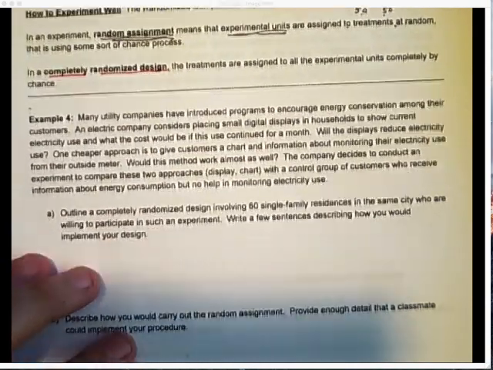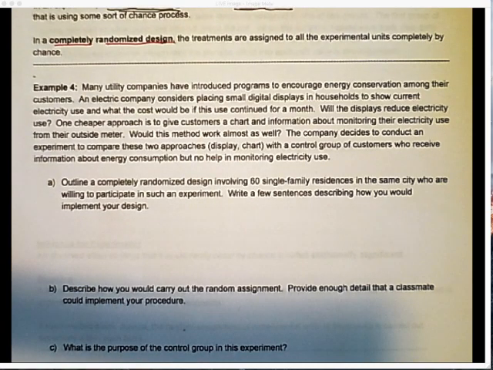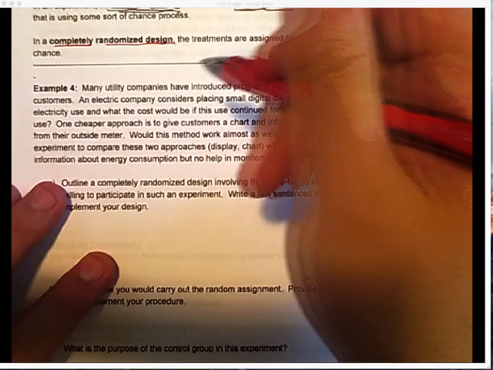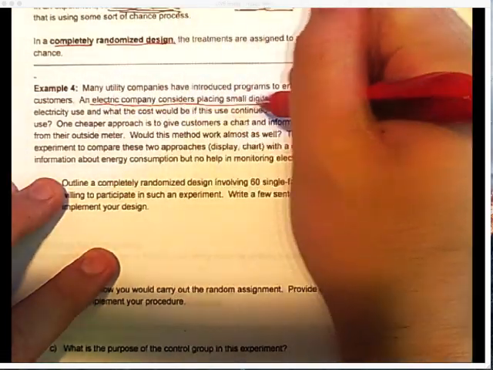So let's look at example 4. Many utility companies have introduced programs to encourage energy conservation among their customers. An electric company considers placing small digital displays in households to show current electricity use and what the cost would be if this use continued for a month. Will the displays reduce electricity use? One cheaper approach is to give customers a chart and information about monitoring their use from their outside meter. Would this method work almost as well? So they're talking about one method here. All right, I'm just going to underline it.